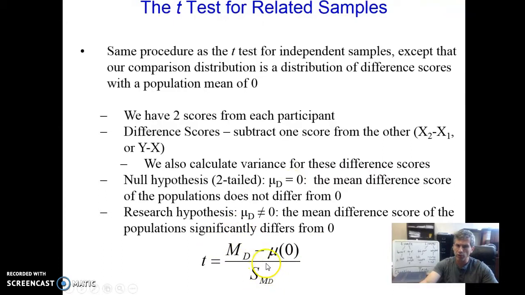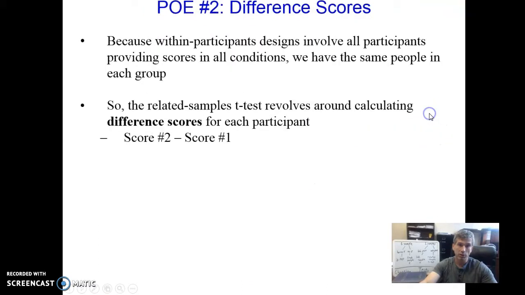So we basically eliminate that. You end up with the average difference score in the sample divided by, you can probably guess, the standard error of those difference scores. So same thing. We've got a deviation score on top. We give it context by dividing it by a standard error. The only difference is it's all revolving around that one set of scores called difference scores.